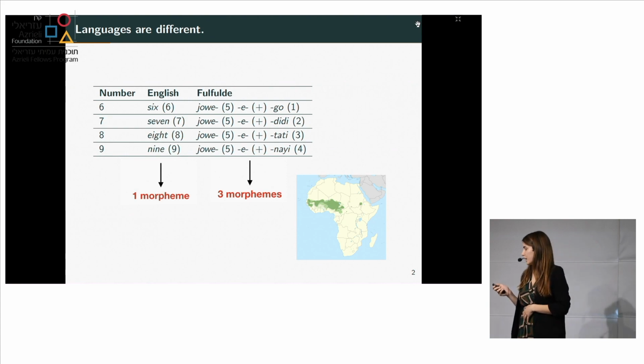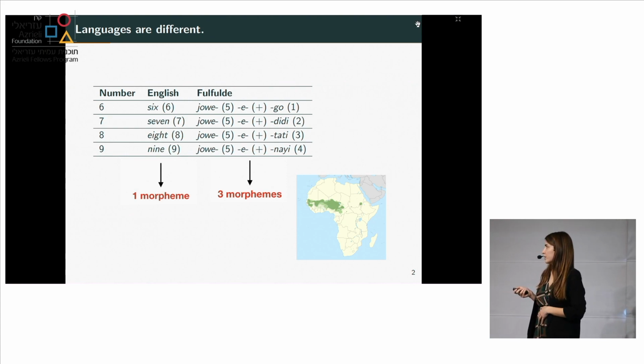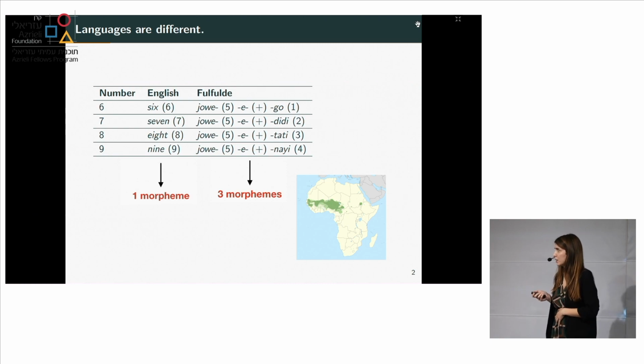So in Fulfulde, we have 3 morphemes. For example, in the expression for 6, we have the morpheme for 5, for plus, and for 1. So Fulfulde builds the expression for 6 as 5 plus 1, the expression for 7 as 5 plus 2, and so on.